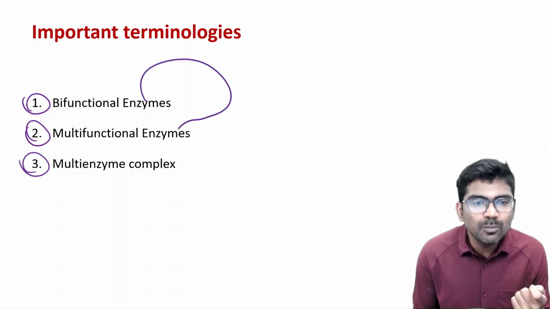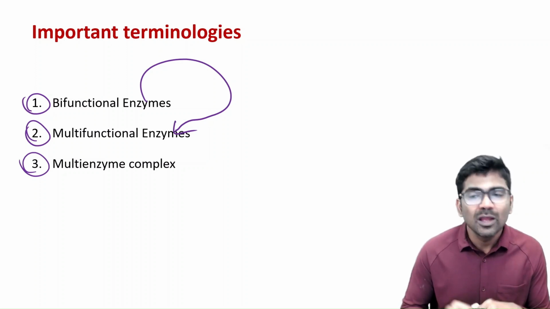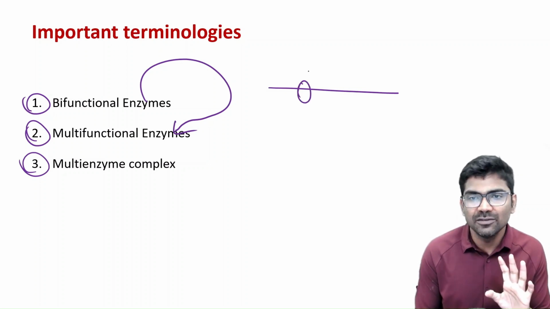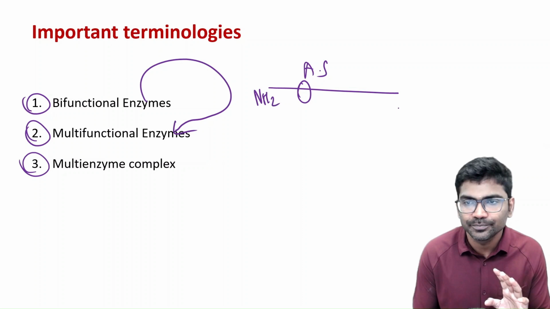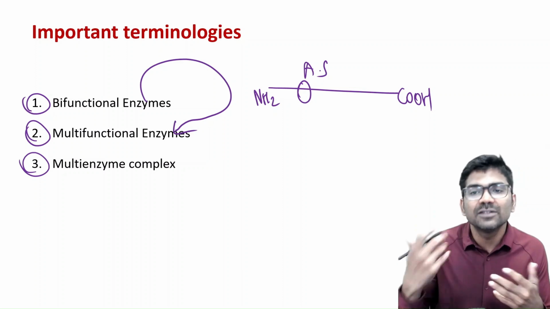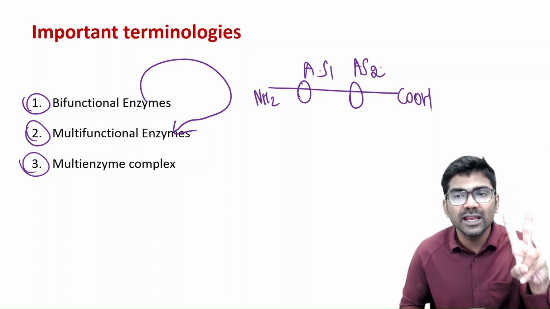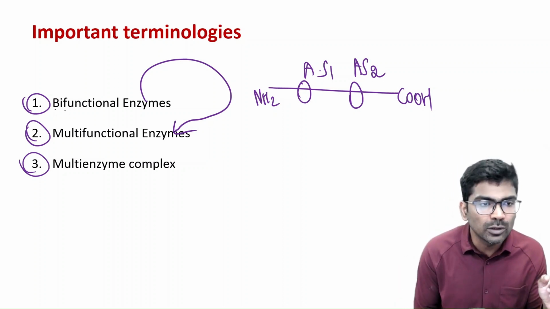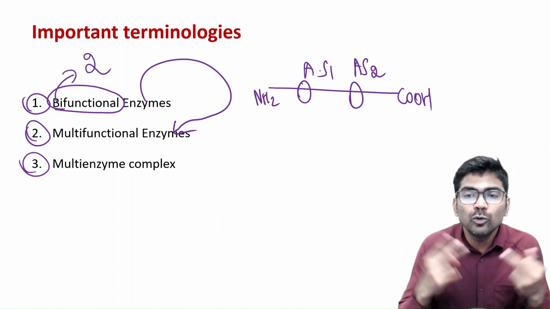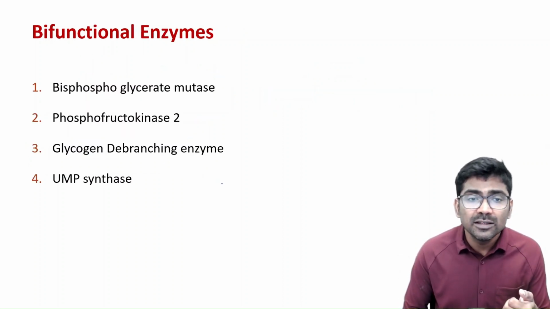Bifunctional enzyme is a type of multifunctional enzyme. So what are multifunctional enzymes? Usually, one enzyme will have only one active site. There are certain enzymes which can have more than one active site. Active site 1, active site 2. If there are two active sites in a single protein, that is known as bifunctional enzymes. Bi means two. So it has two active sites. So that means it will have two functions, bifunctional enzymes. Clear? So this is a single protein.